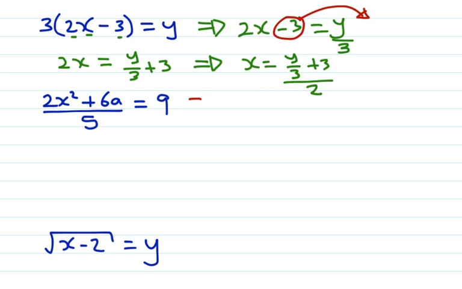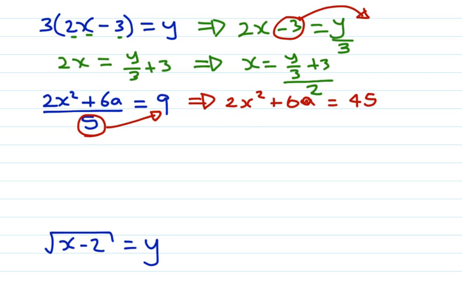So I'll do this one in red. So here we go. If I multiply by 5, that 5 at the bottom here will now go and multiply by that 9, and it will disappear completely from the left hand side. So we're going to have 2x squared plus 6a is equal to 45. Okay, and I got that 45 from 5 times 9. Okay, I'll say it again.